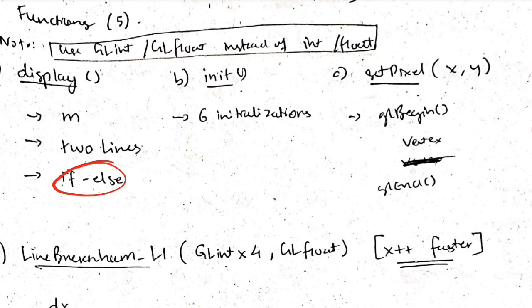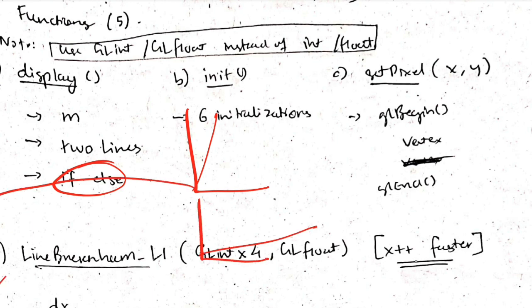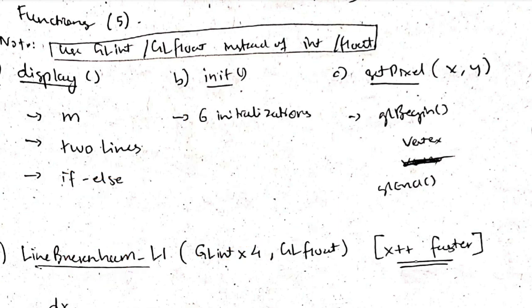And finally we have the if else condition. If the slope is greater than 1, at that time we'll call Line Bresenham greater than or equal to 1, that bottom part. Else if the slope is less than 1, we'll call this function. That's all that happens in the display function.